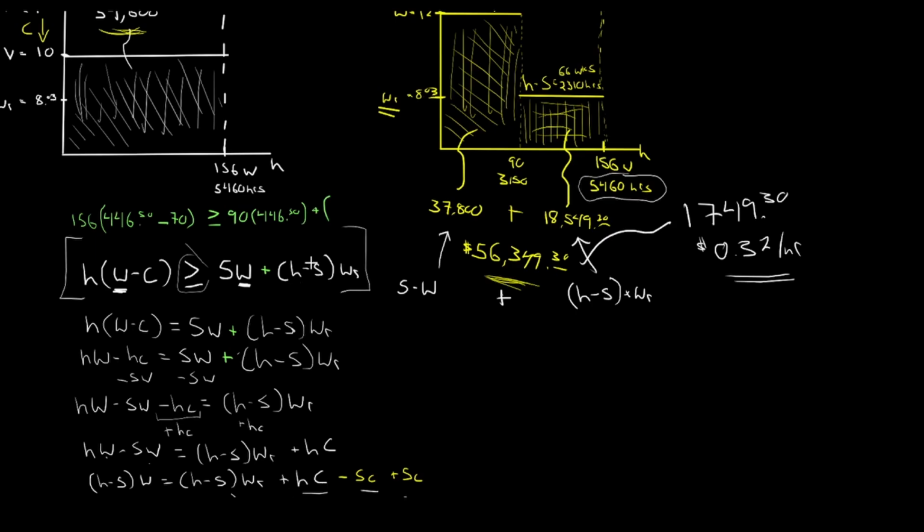Plus H minus S, so that was the 66 weeks that she'd be earning her reservation wage. What was her reservation wage again? That was $8.03 an hour and 35 hours, so that would be $281.05.